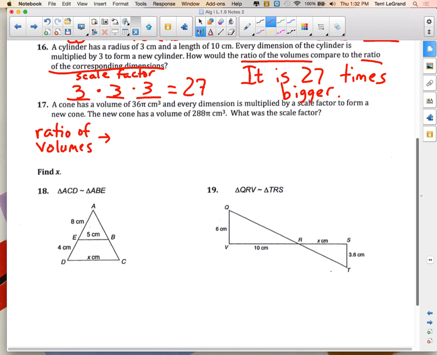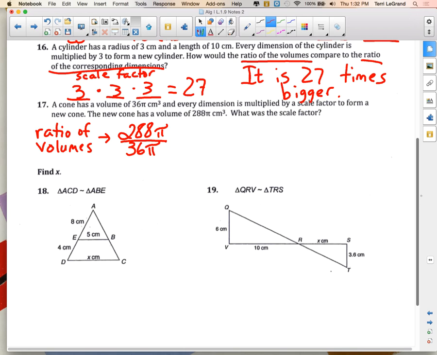So we could say new to old. This is where you're going to get thrown off. You're going to want sometimes just to put it in whatever way looks convenient for you. Always say to yourself, new to old. So 288 pi over 36 pi. Don't change pi to 3.14; you're going to see we don't need to. What's that simplified to? 8? You guys agree with Dawson?